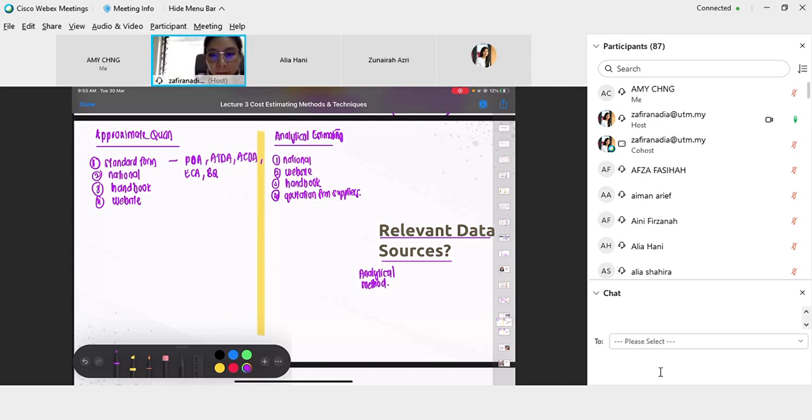But our main rate reference is the standard form, which is here as well. The main rate we refer to is the BQ, the previous BQ, because it is the most detailed, and most importantly quotation from supplier. Usually if you work at a contractor, we don't use this handbook much. We use it to double check, but not as our main basis. For approximate quantities, our main basis should be standard form, national data and handbook. The website is just additional, to make sure you are within the right range.